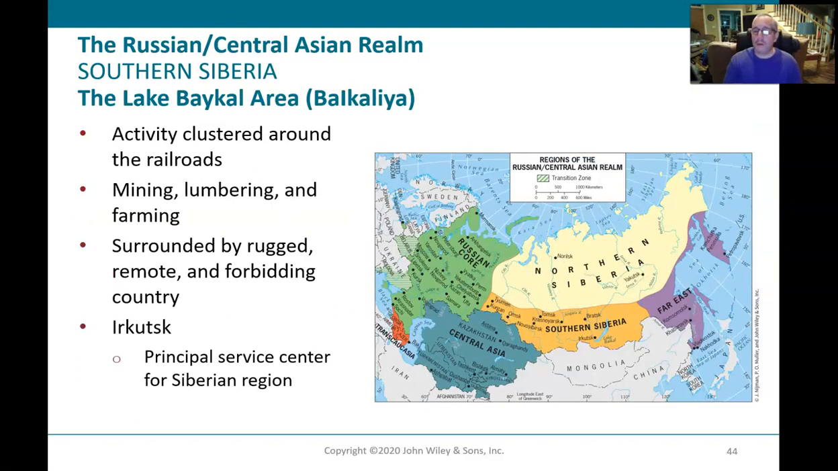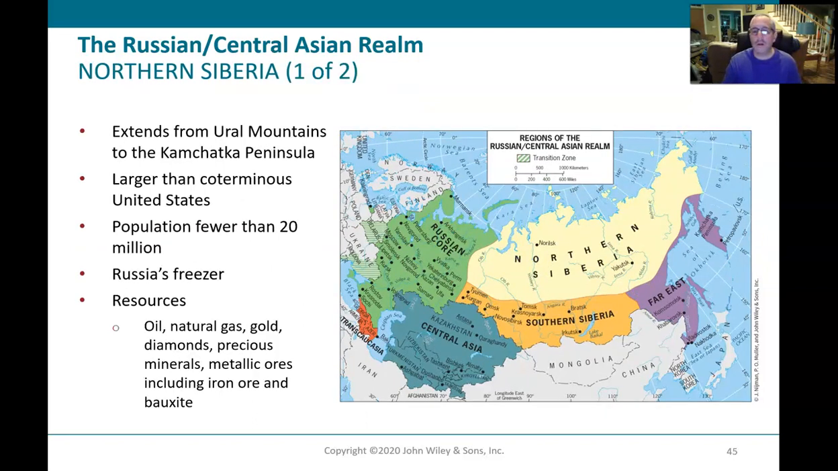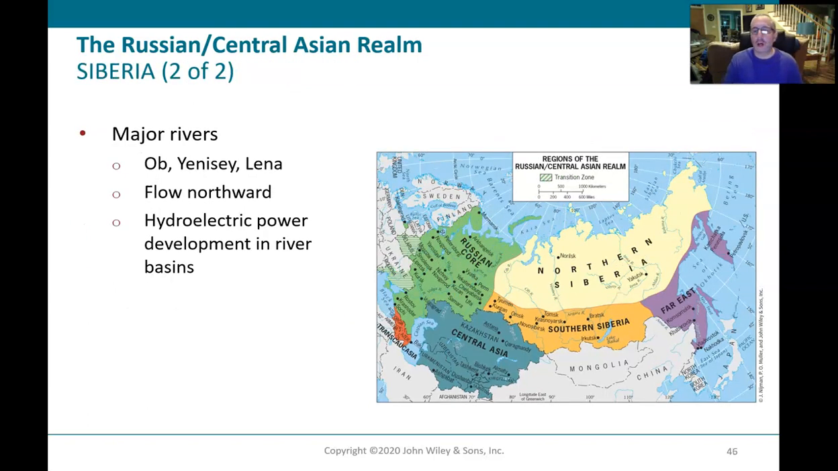And anything I'm skipping over, you'll read about in your textbook. I just want to make sure I don't take too much of your time. This is kind of specifics about each of the different regions within Russia.